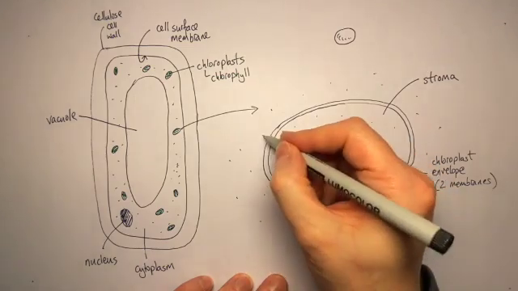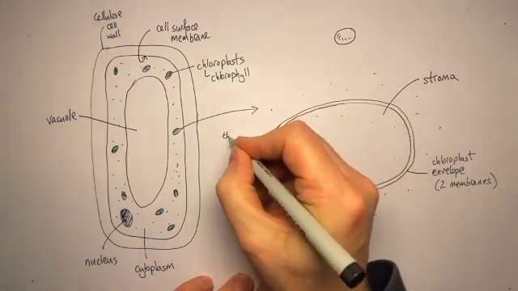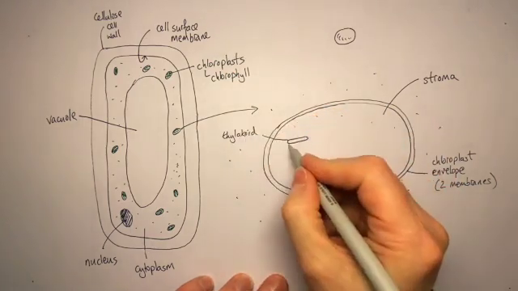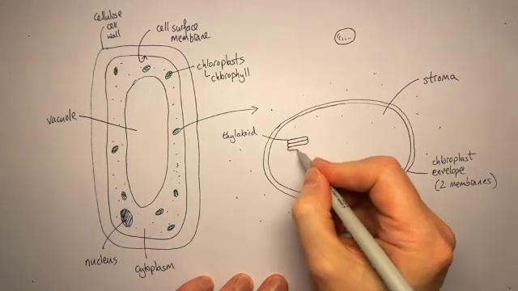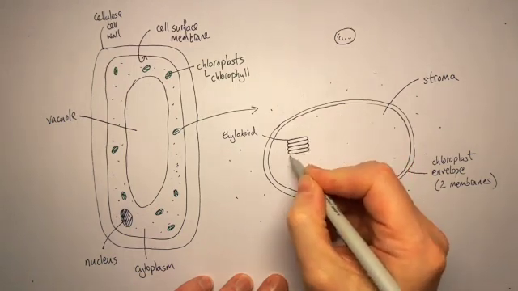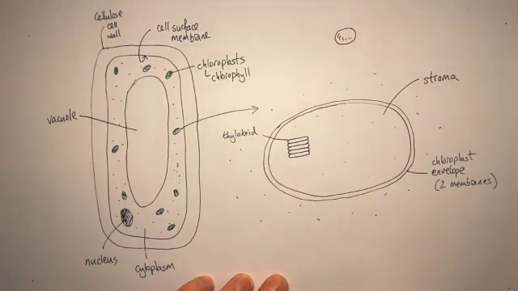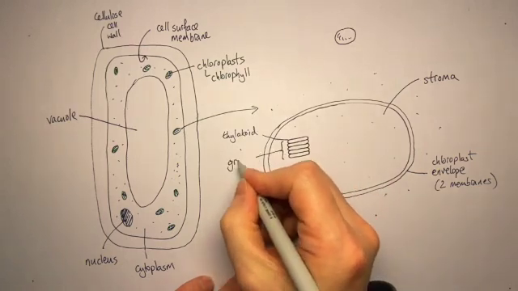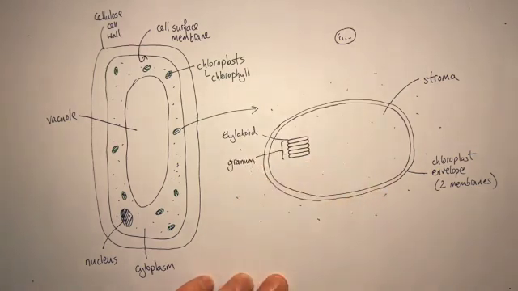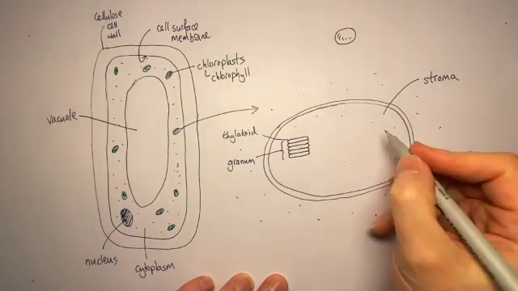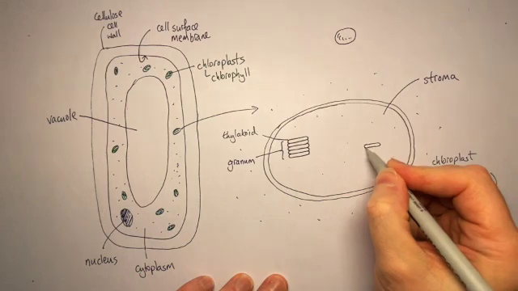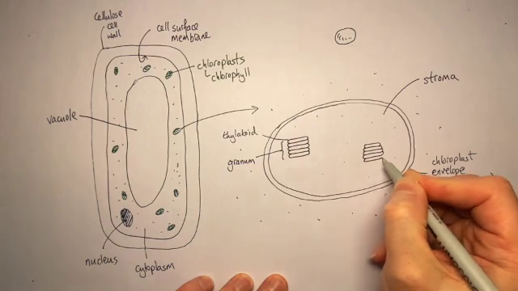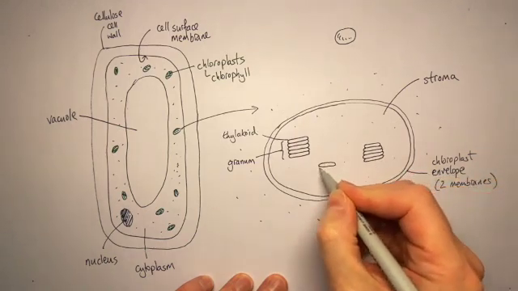And so that there we call a thylakoid. And what happens is that we have a number of these thylakoids stacked on top of each other like that. And when we have a stack of thylakoids, we call that a granum. And in a chloroplast, there are usually a number of grana spread around. So I'll just draw 2 or 3.